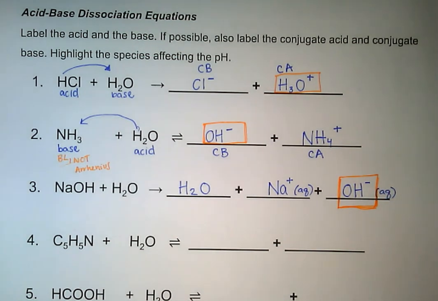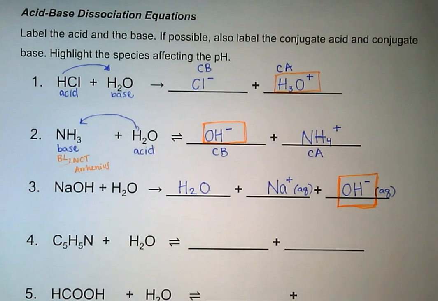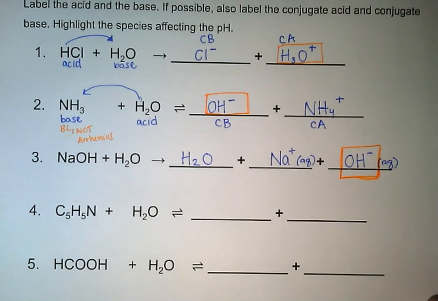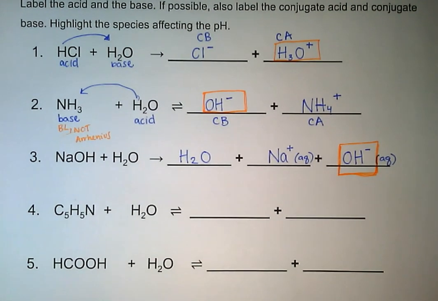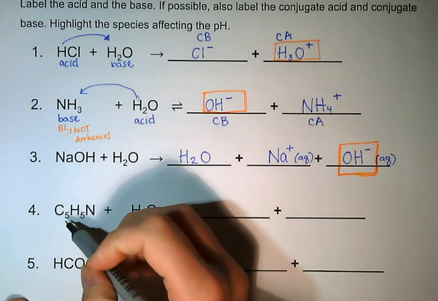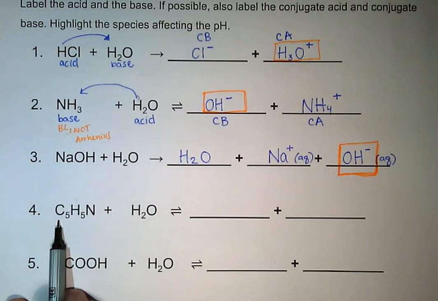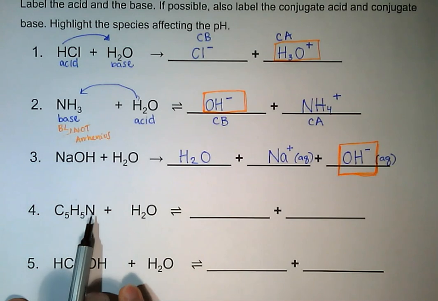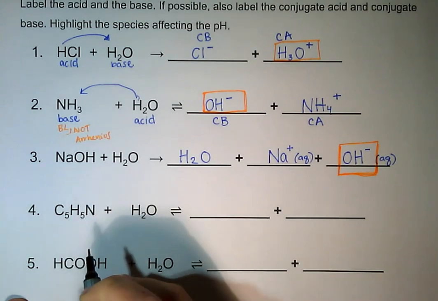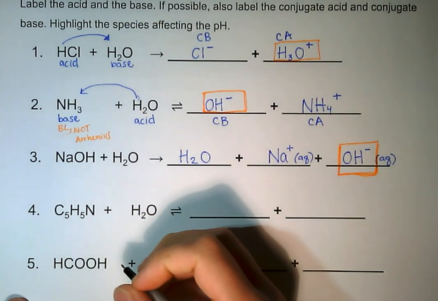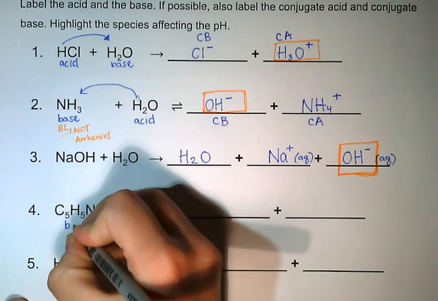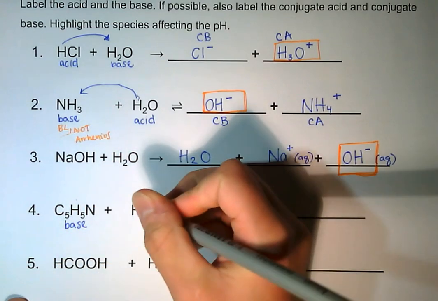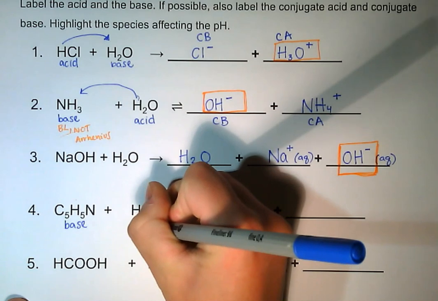Okay, moving on to number 4, we have C5H5N. So here we have an organic compound, a carbon-containing compound that also contains nitrogen. And so we know that these are often bases. So this substance is going to act as our base, which makes water act as our acid.